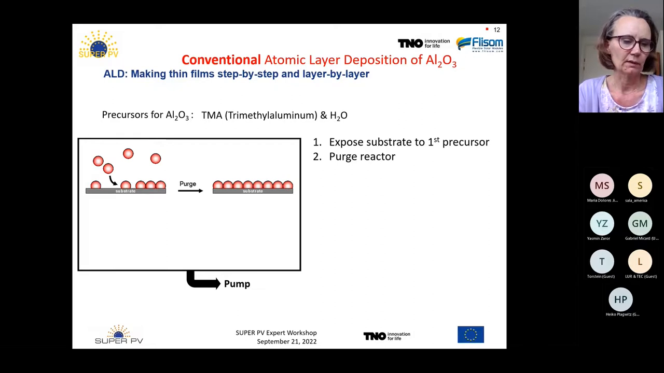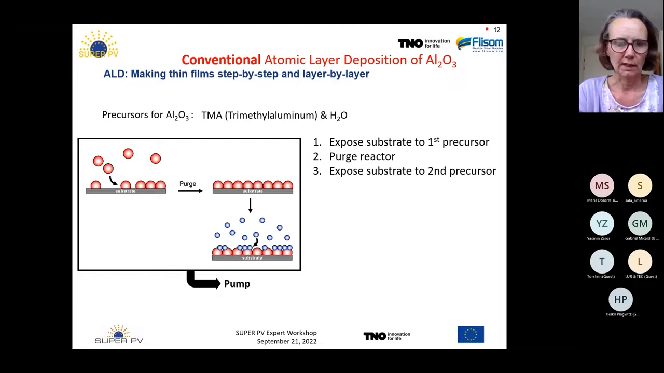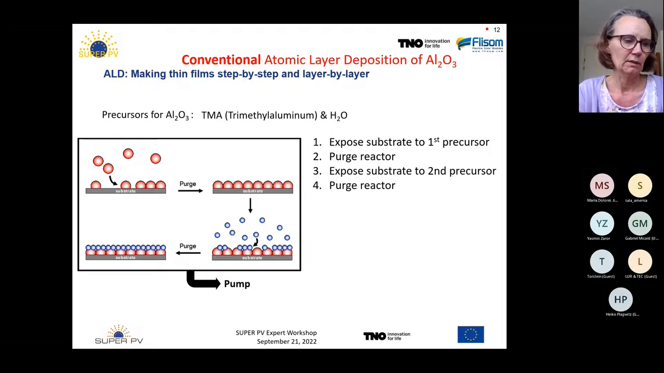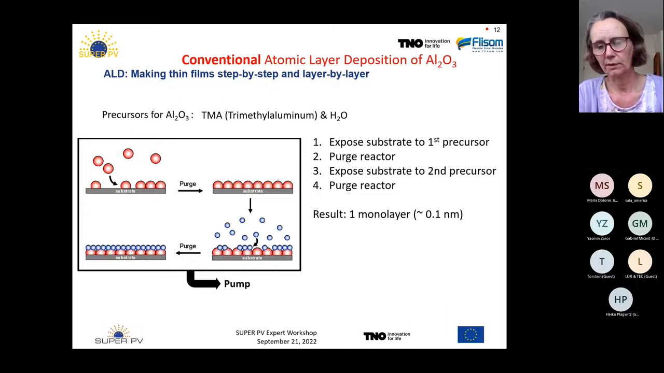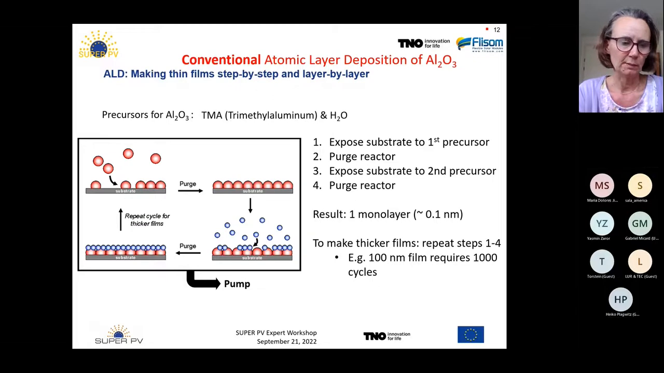And after purging, the excess of precursor is removed. And then we see this substrate filled with one layer of molecules. The second precursor is then added to the substrate, and this reacts to the first precursor. The reaction stops when the whole layer is filled with water and reacted with water. After removing the excess again, then we have a monolayer of aluminum oxide of about 0.1 nanometer thick. And to make a thicker film, we need to repeat the steps.